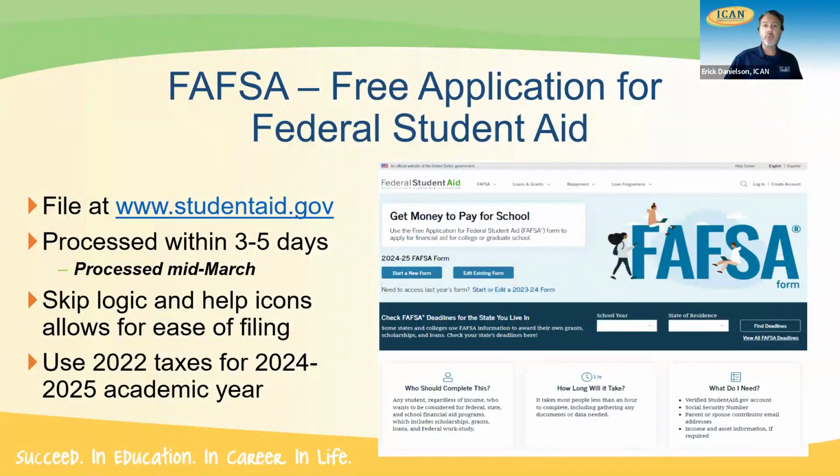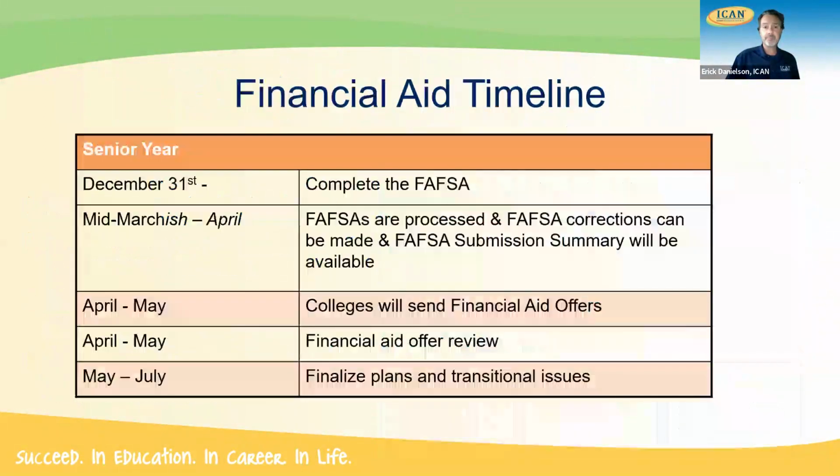Just as a reminder, with the FAFSA form for the 24-25 school year that you would fill out, you would use 2022 taxes. Even though most of you by now would have 2023 taxes, if you haven't filled out a FAFSA yet, the 2024 FAFSA is using 2022 tax information. And so that's what you would need to utilize in filling out this form.